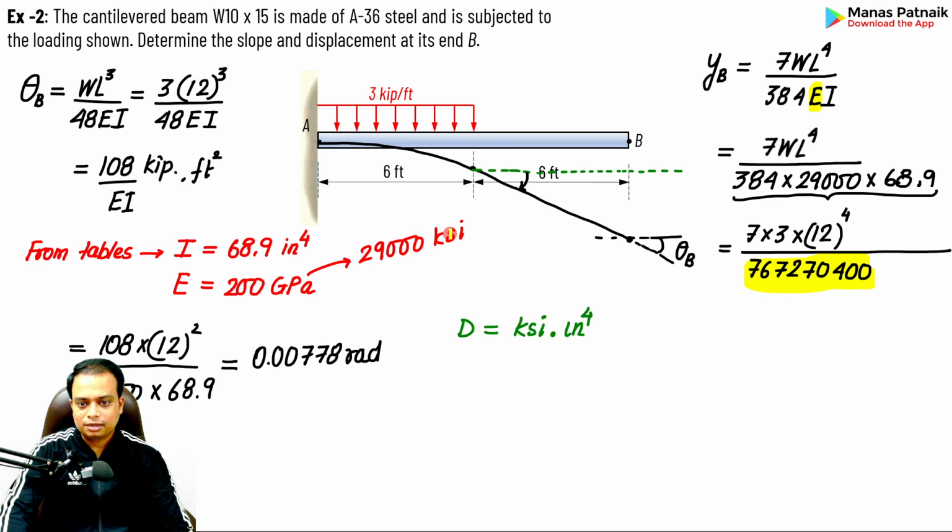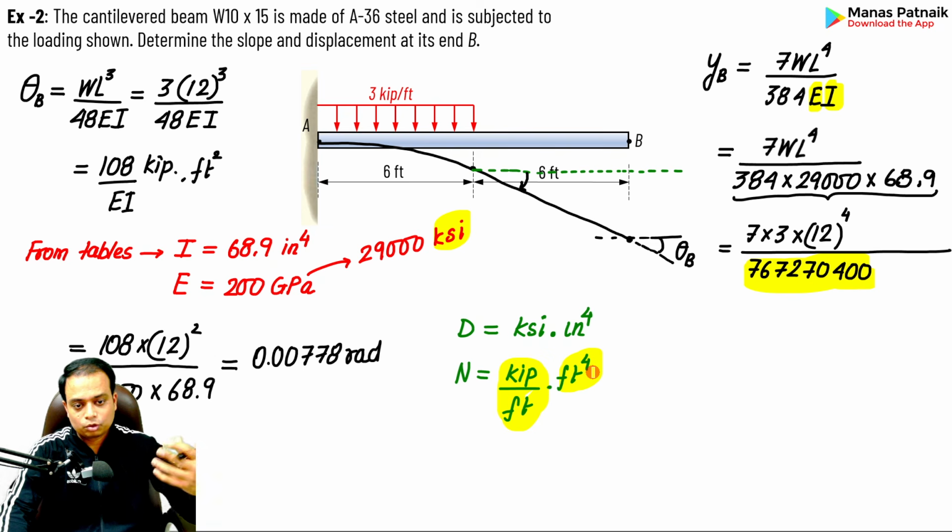E is in KSI, you can see this, and I is in inch raised to the 4th power. So the unit for the denominator is pretty simple. You can write it over here. Secondly, as far as the numerator is concerned, we have WL raised to the 4th power. W is in kilo pound force per feet, and L raised to 4, that is feet raised to 4. This is L, by the way, it is written in feet. So this is feet raised to the 4th power.